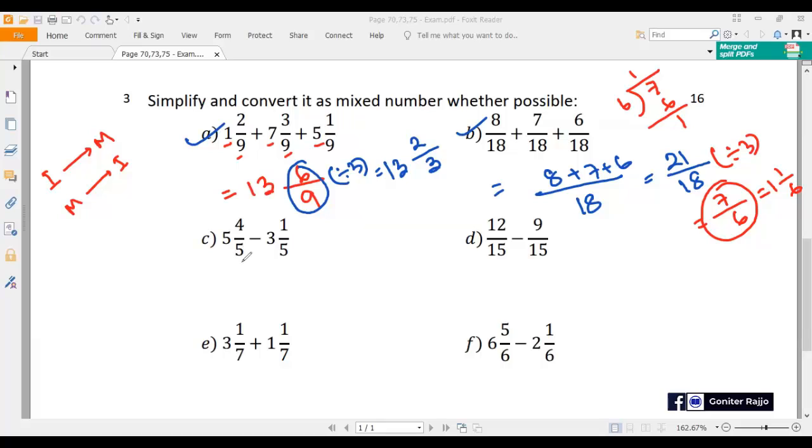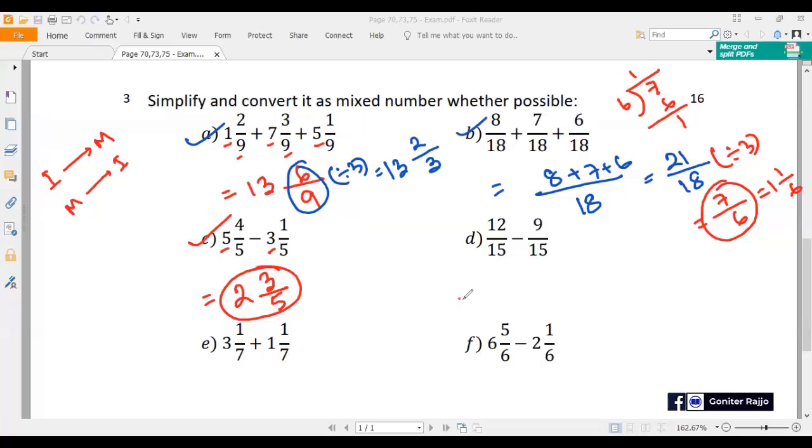Number C is 5 whole 4 by 5 minus 3 whole 1 by 5. So look at this. At first, subtract the whole numbers. 5 minus 3 will be 2. Okay. Then 4 by 5 and 1 by 5 are like fractions. So we will just subtract the numerators. 4 minus 1. What is 4 minus 1? That will be 3. So 2 whole 3 by 5 will be the answer of number C. Very simple.